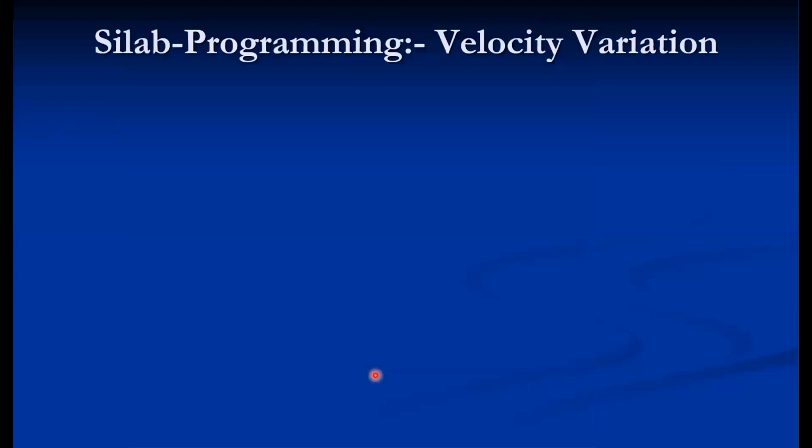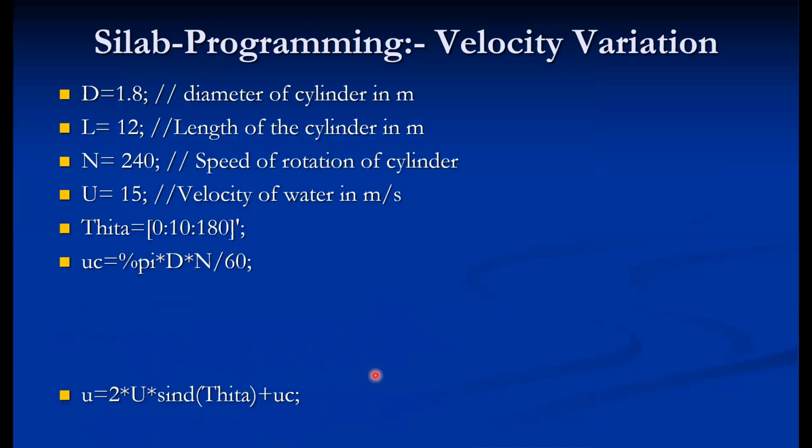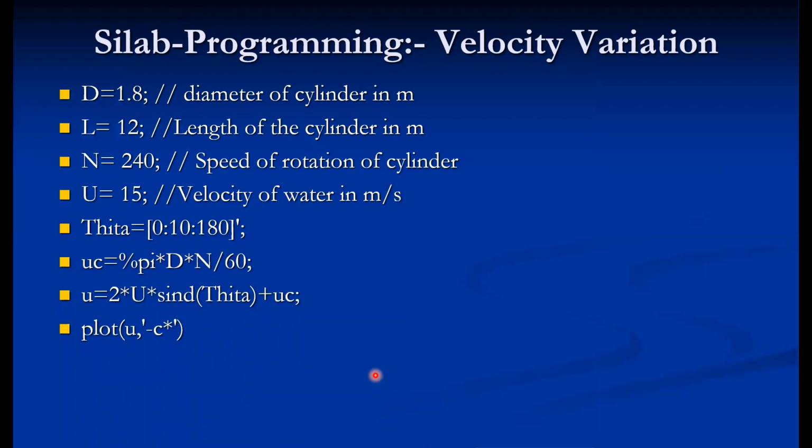Similarly, we can write Scilab programming for the velocity variation. For velocity variation, most of the parameters remain the same. Only in this case, we consider the velocity, so we will not take the pressure part. Because we want to see the variation of velocity, we take only velocity and plot the velocity at any point versus theta.